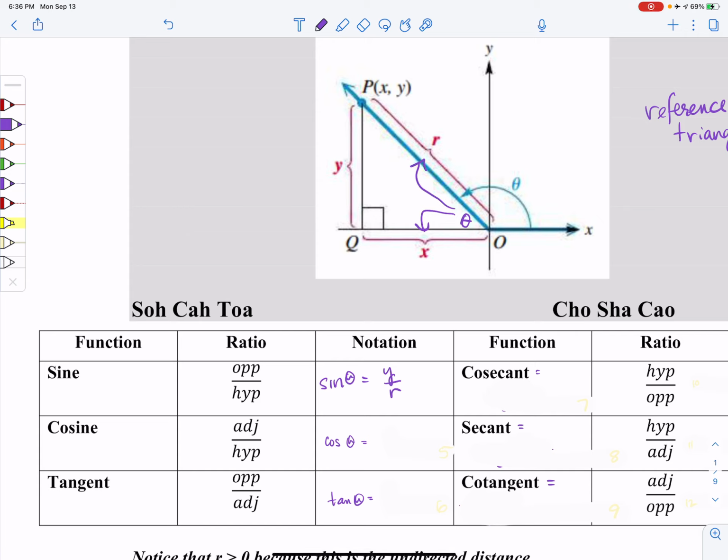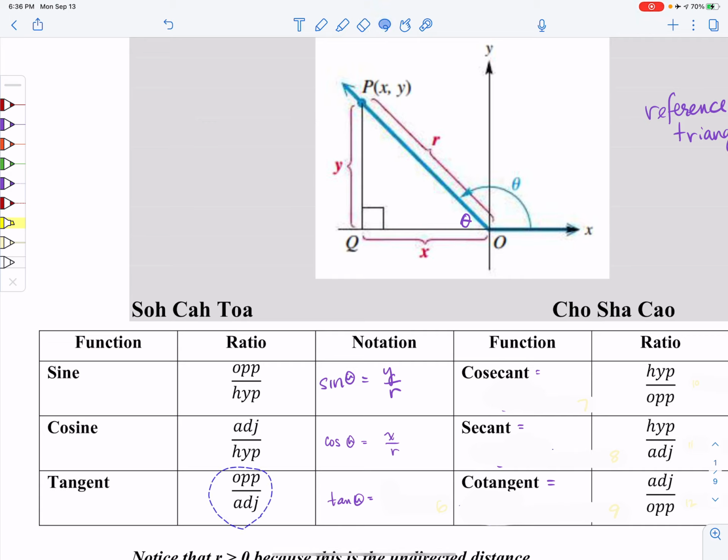But the thing is, r is always the hypotenuse. We're not going to ever call it an opposite or an adjacent. So since r is the hypotenuse, it automatically gets named the hypotenuse. It will not get named opposite or adjacent. So then the only adjacent side that we can have is going to be that x value. So our cosine then is going to be the x value, the adjacent side, over the hypotenuse, the radius.